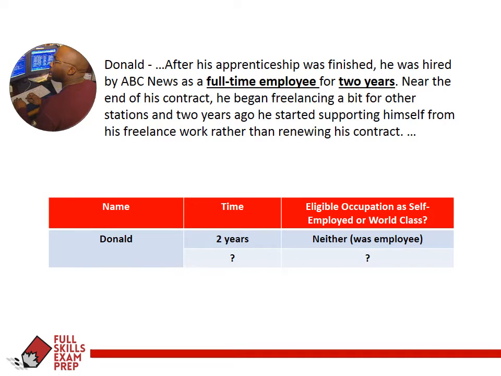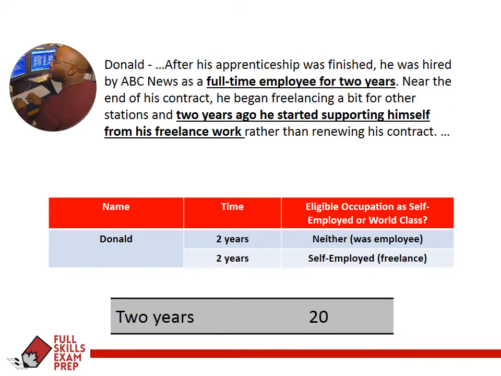All right, we can see that near the end of his contract, he began freelancing. So we'll see how that plays a role in the second element of time that we're going to look at. Okay, so 2 years ago, he started supporting himself from his freelance work. So you can see in there that it's 2 years of self-employment in an eligible occupation, which meets those requirements as well. So because we're focusing on points quite a bit in this video, he would get 20 points under experience for that. If you're still thinking of the definitions, as you should, of course, remember that that's one of those minimum requirements as well.